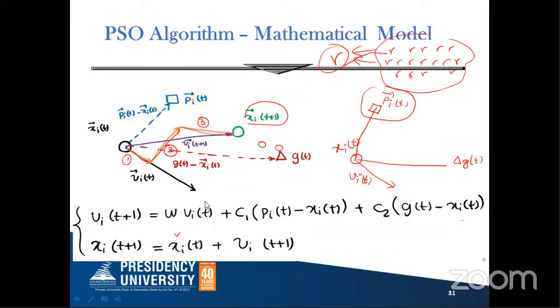The first vector is vi of t. So vi of t, this is vi of t. You forget about w, I will tell later. And this vector is parallel to this vector I told you, no? So what is this vector here? P of t minus x of t. So p of t minus x of t. It is clear.